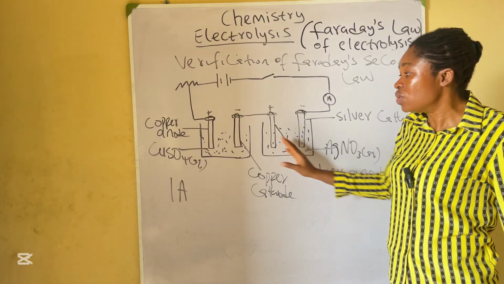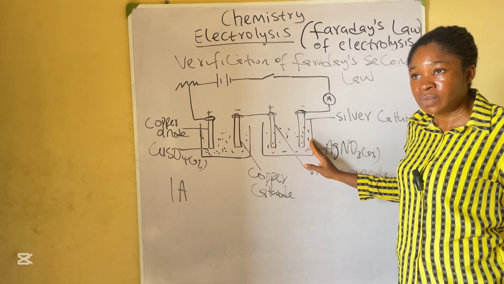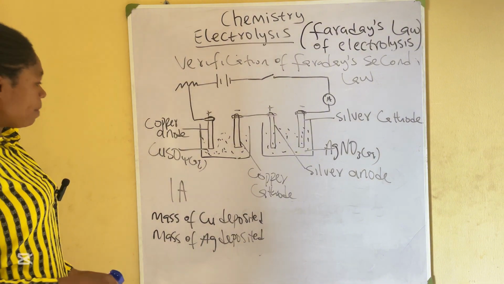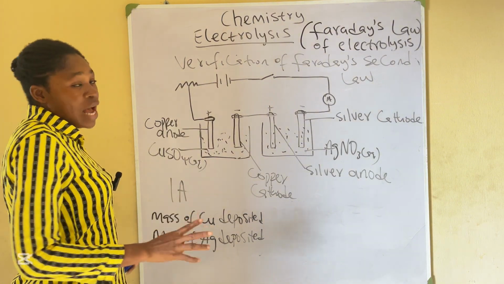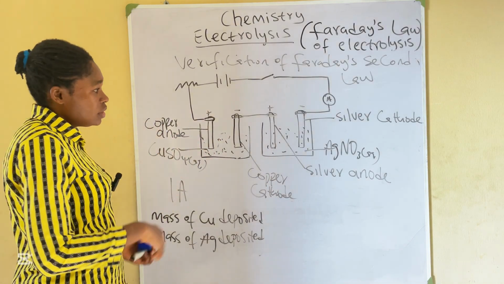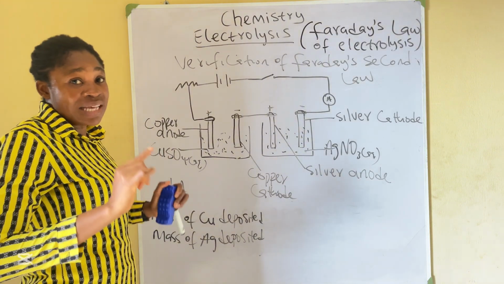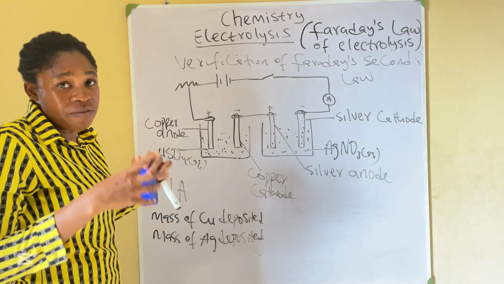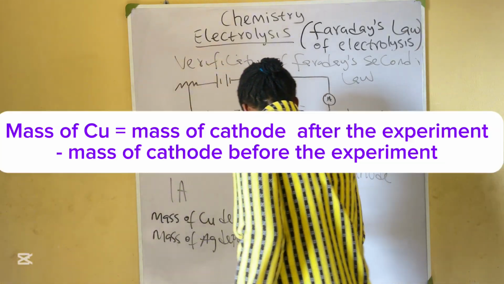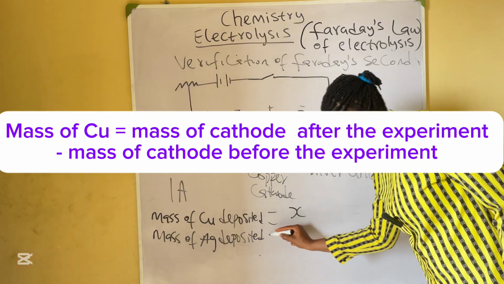So what we're going to do is check the gain in mass. We weigh it. How do you find the mass of copper deposited? You weigh the copper at the beginning of the experiment, then after the experiment, the mass after minus the mass at the beginning gives you the mass of copper deposited. So if the mass of copper deposited is X, the mass of silver deposited, I call it Y.